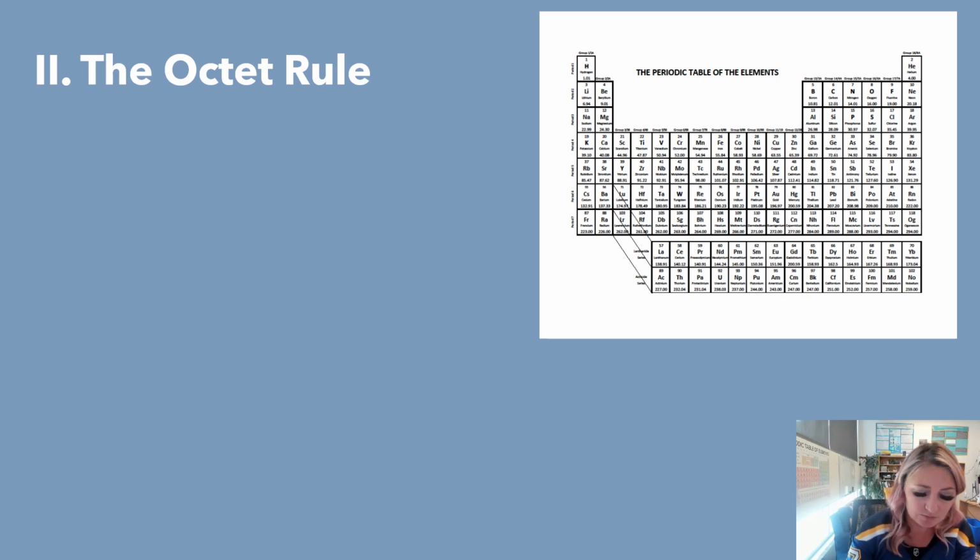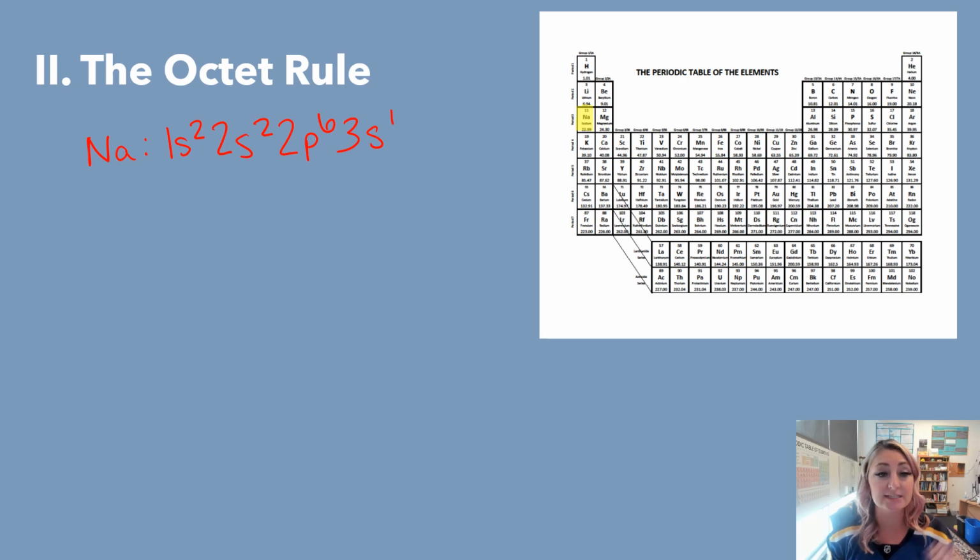So let's use sodium for an example. Sodium is right here. I'm going to start by writing the electron configuration for sodium. So 1s2, 2s2, 2p6, 3s1. So this is the electron configuration. It tells us how many electrons are in the first, second, and third energy level and what blocks they're in.